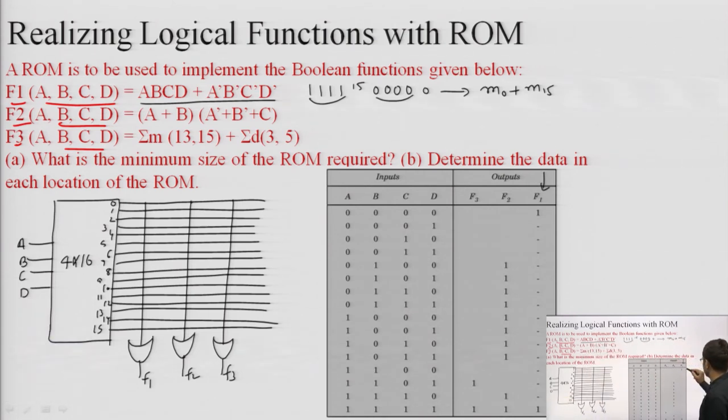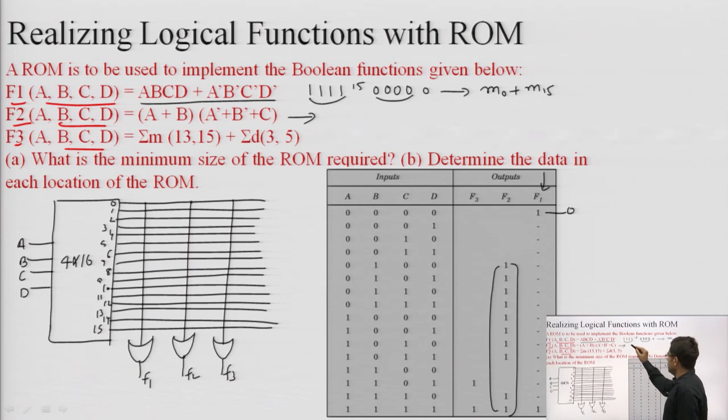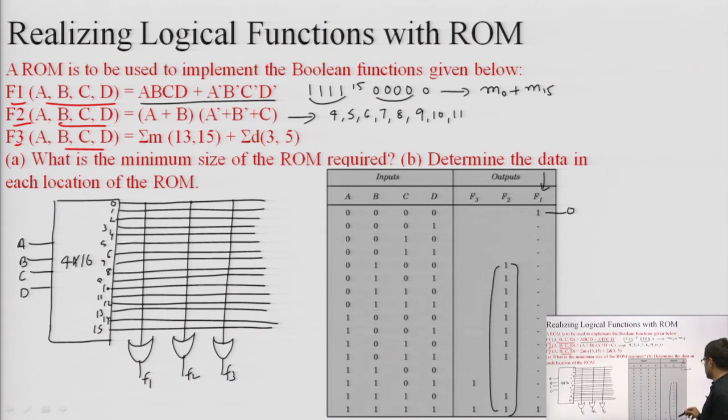So, this is F1 which is 0 and 15, and similarly F2, this A plus B, we have to first convert into canonical form. After converting into canonical form, we can see that these are the set of minterms which will be generated by this, which are corresponding to 4, 5, 6, 7, 8, 9, 10, 11 and 13, 15. So, these are the set of minterms which are generated by this.